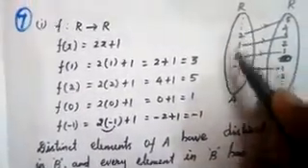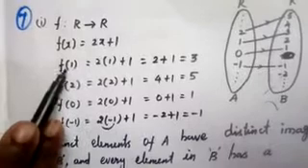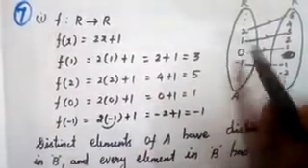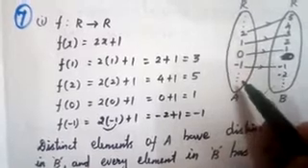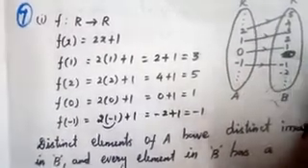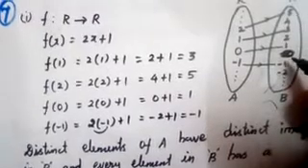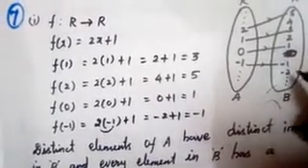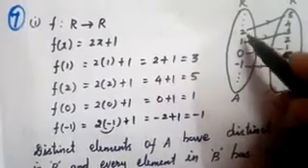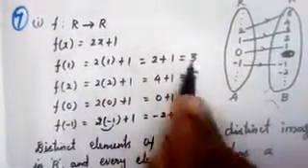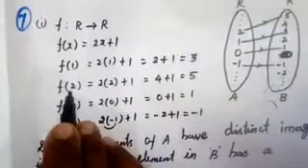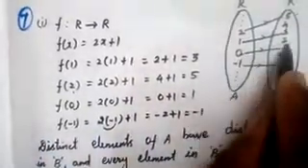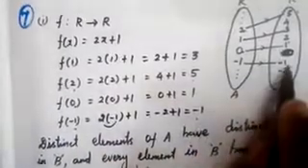Now you have to consider the diagram. What are the numbers we have selected? 1, 2, 0, minus 1. You have to denote them here, in order or in any way. Since it is real numbers, here also you have to denote some of the values, positive and negative values. So now draw the mapping. It is 1 to 3, 2 to 5, 0 to 1, minus 1 to minus 1.